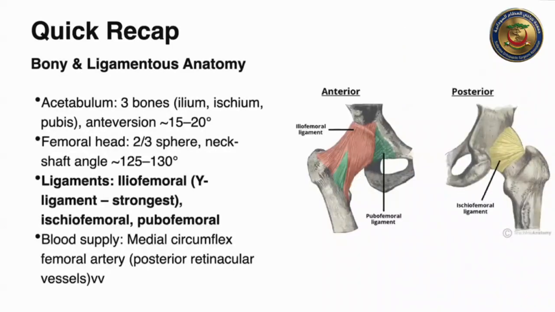And also there are many ligaments that support the hip. You know that the hip is one of the most stable joints in our body. There are ligaments like the ischiofemoral, pubofemoral, and iliofemoral ligaments, which is the strongest one, the Y ligament, or ligament of Bigelow. So we rarely see anterior hip dislocation because the iliofemoral ligament is one of the strongest ligaments in our body. And also there is the ligamentum teres that is attached to the femoral head.